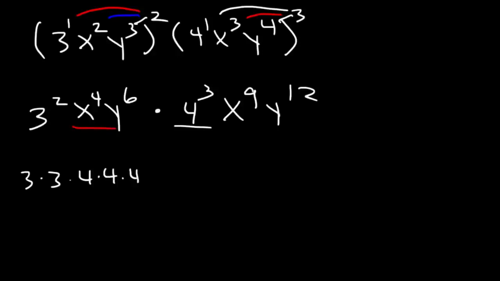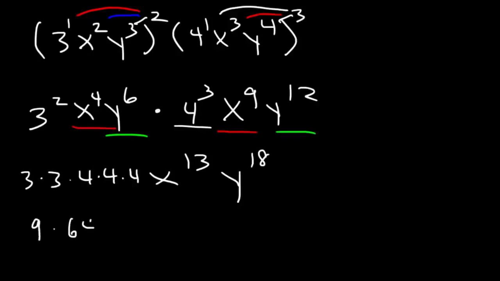X to the 4th times x to the 9th, we need to add 4 plus 9, so that's 13. And y to the 6th times y to the 12th, we have to add 6 and 12, which is 18. Now 3 times 3 is 9. 4 times 4 times 4 is 64. So what is 9 times 64?